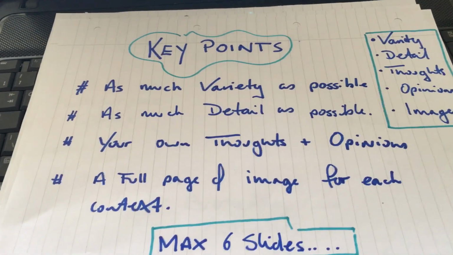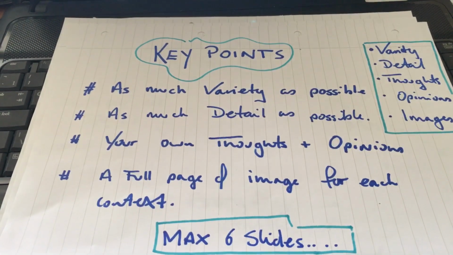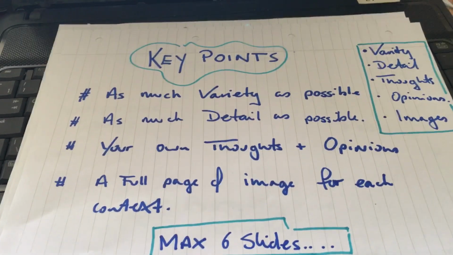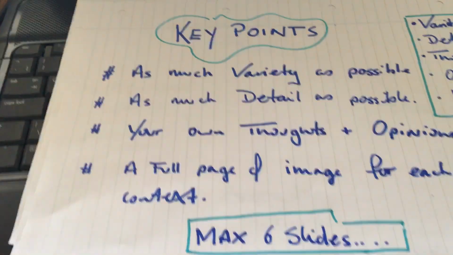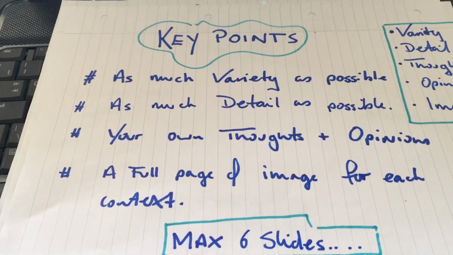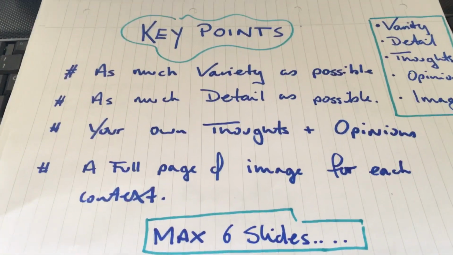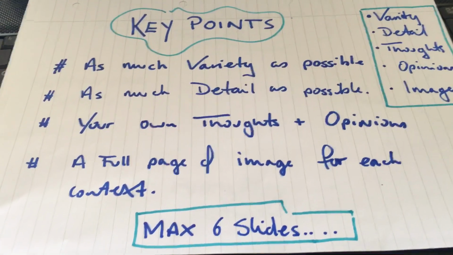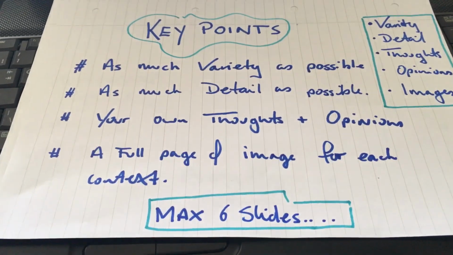I do imagine that we'll probably be back in school together sometime between now and the end of term, we hope, so we can put it all together then. But obviously the more you do now, the better. The key points to remember are that you need as much variety as possible. Your bubble diagrams need to be in as much detail as possible. You need your own thoughts and opinions on it. This is vital all the way through, making sure that you are putting your thoughts as a designer into all the work that you do. And you need a full page of images for each of the contexts. So that's variety, detail, thoughts, opinions, and images.